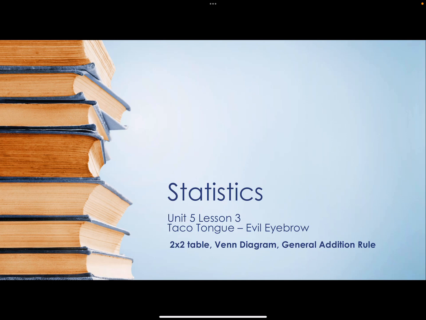Hello, welcome to Statistics. This is Unit 5, Lesson 3, Taco Tongue versus Evil Eyebrow. We are going to be learning a 2x2 table, Venn diagram, and general addition rule today.